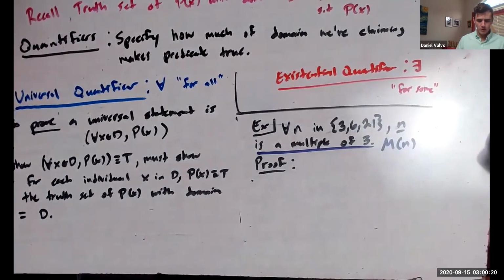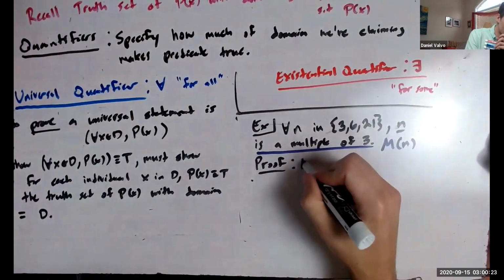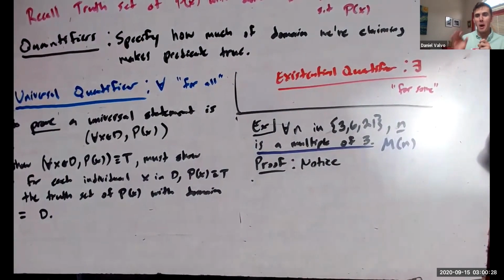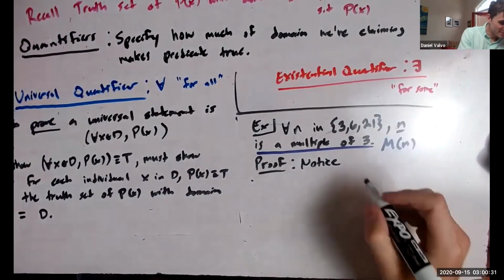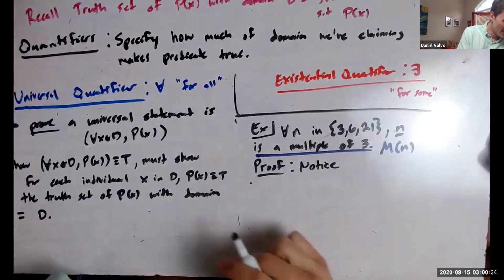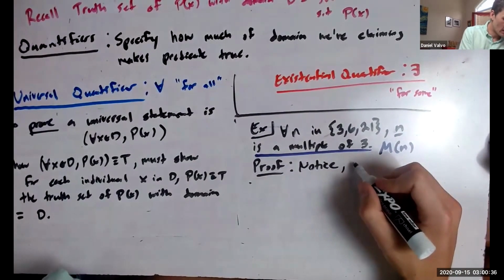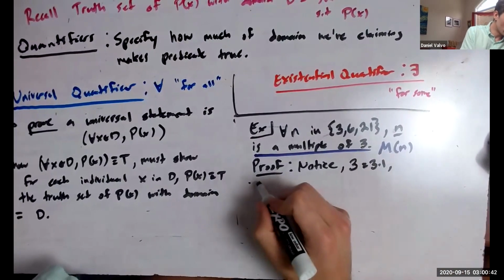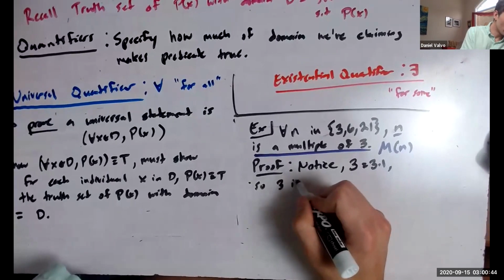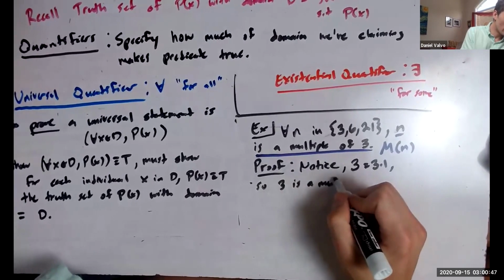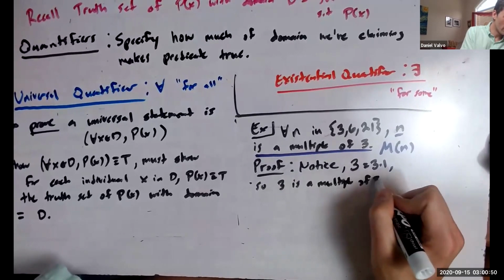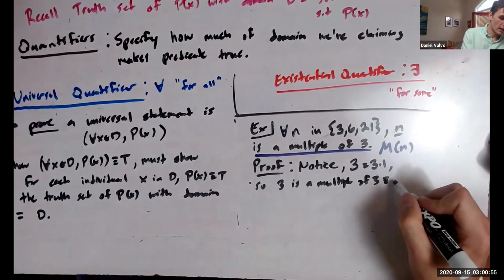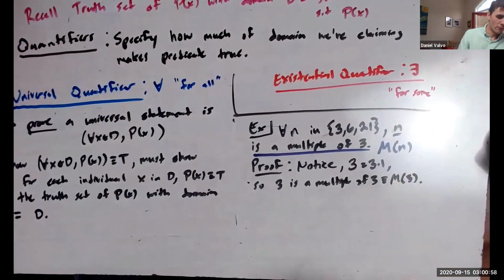So proof. I'll say, notice that 3 equals 3 times 1. So 3 is a multiple of 3, i.e., M of 3.